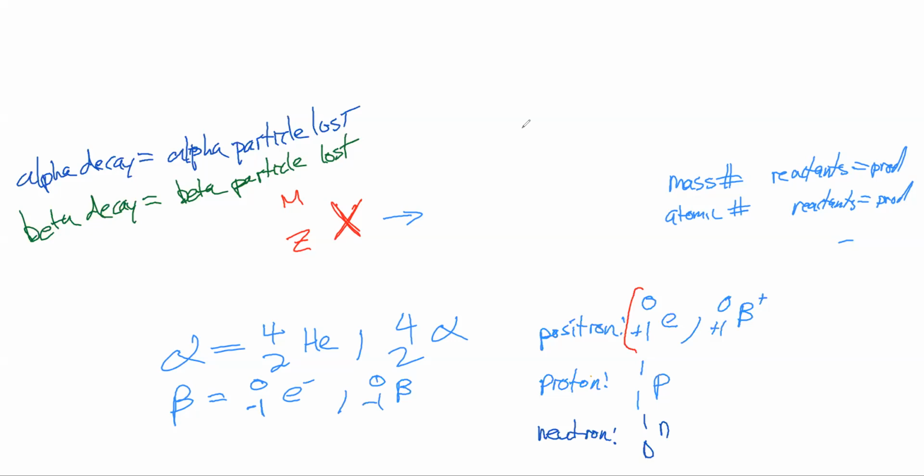Gamma. So we have gamma, right? And so you can have a gamma emission. And so this is losing a gamma ray. But does a gamma ray change our mass number or our atomic number? No. So what is a gamma ray doing? Losing energy. We're going to release gamma emissions, right? So we're going to lose energy.